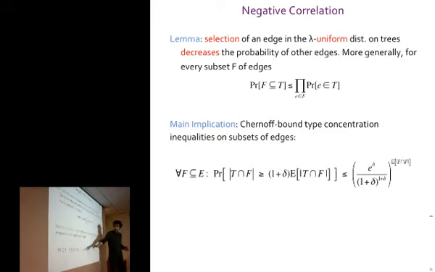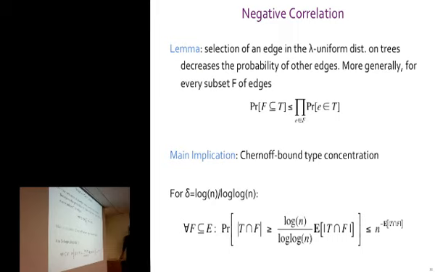In particular, I can say for any set F of edges, the probability that the intersection of my tree with F is more than 1 plus delta of the expectation is at most this much. Very typical. Now, let's plug in delta equals log n over log log n. I can say with high probability, the intersection of my tree with F is at most log n over log log n of the expected value.